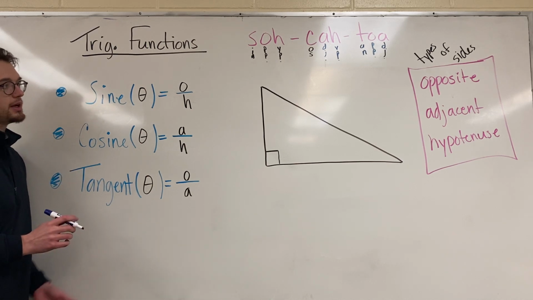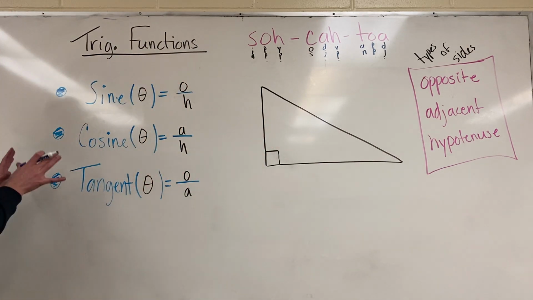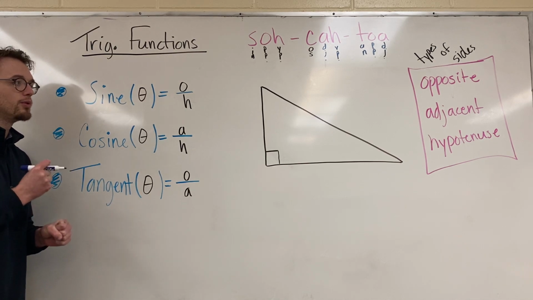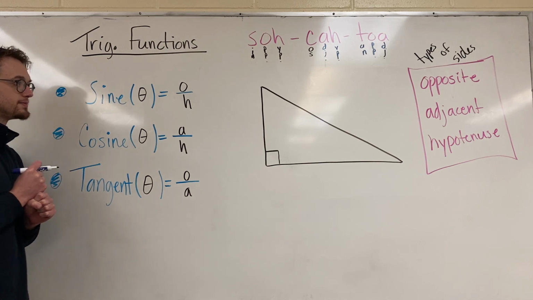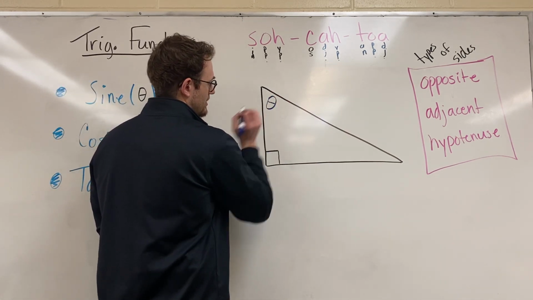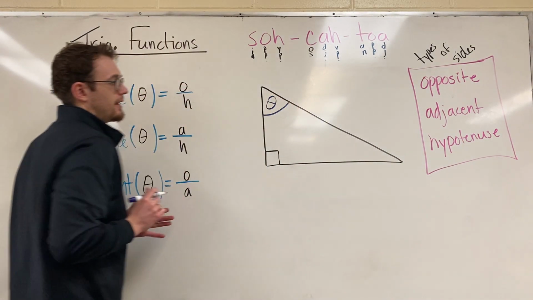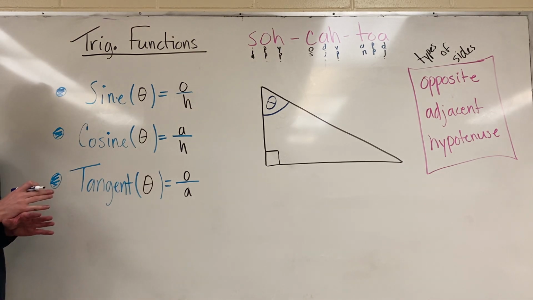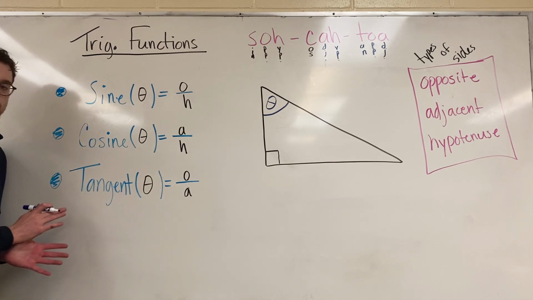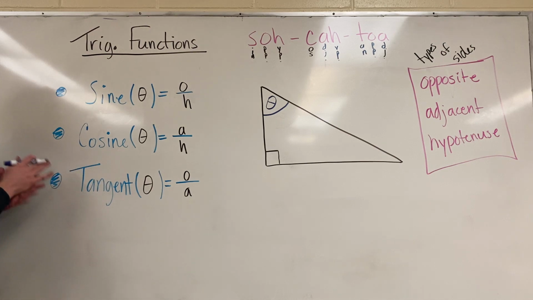So I'm going to come in here to this right triangle. Trig functions are only for right triangles. I'm going to put theta there. That means I am talking about that angle. That is the angle that we are going to base these functions off of for this problem. So this will be the first example.